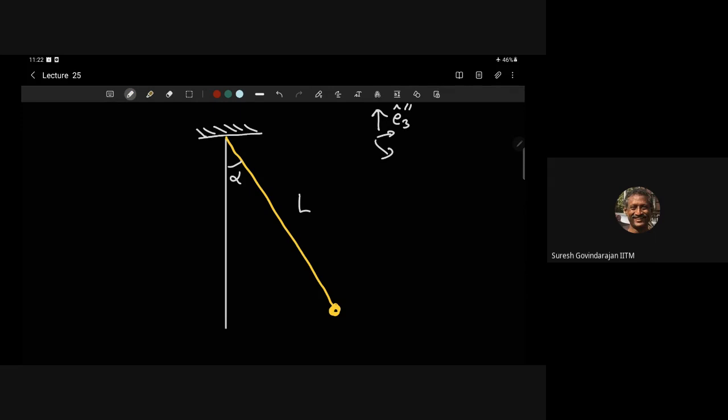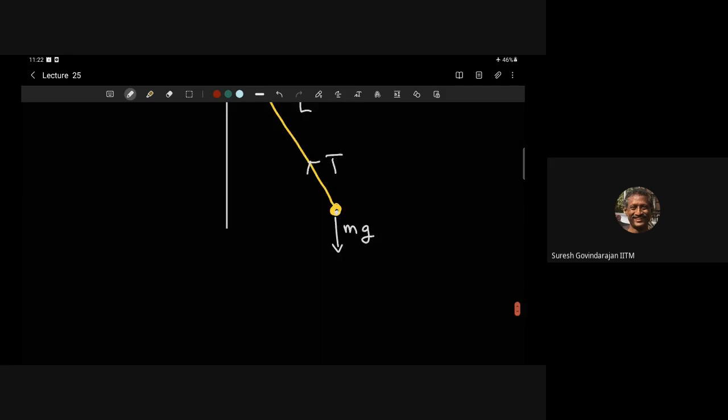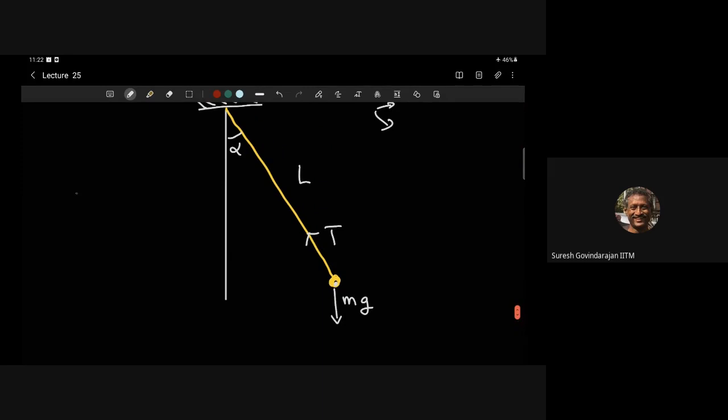Okay, so we have a tension which goes like this, mg, which acts this way. So these are the forces which act on this. Okay, so what we get is, so let me first do, okay, and we are going to assume small oscillation, so alpha is much, much less than 1 is assumed. Okay, so in this case, it's small oscillations.